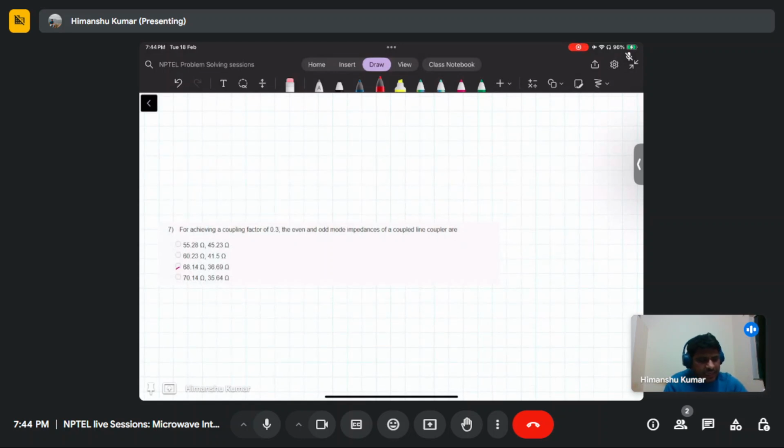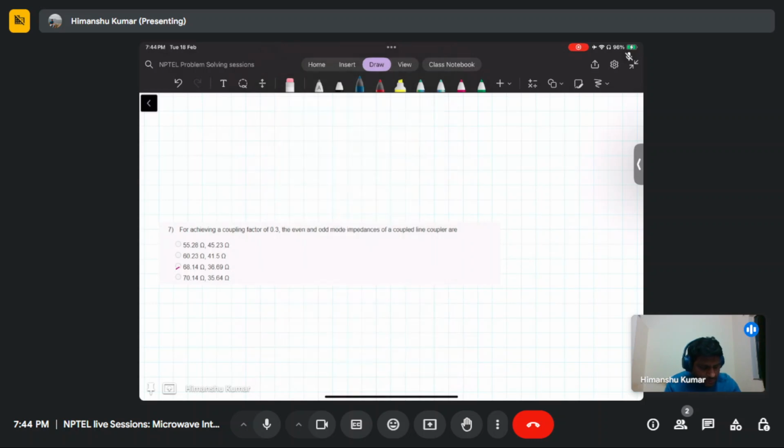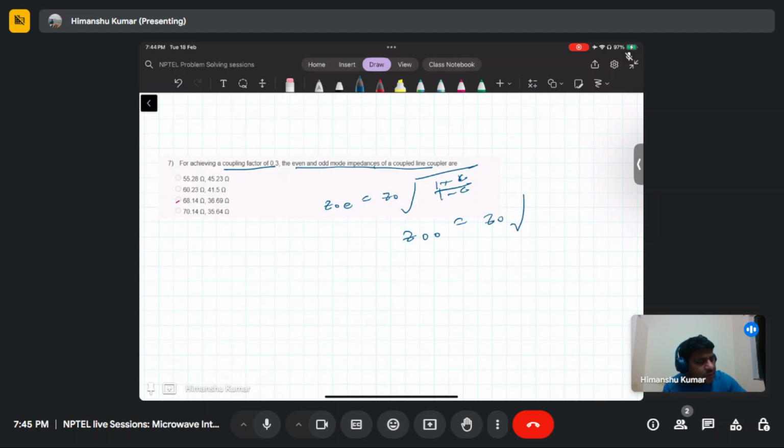So with this, let's just move to the next problem. The next problem talks about achieving a coupling factor of 0.3; what are the even and odd mode impedances of the coupled lines? Basically, the even mode impedance is given as Z0 times the square root of (1 plus C) divided by (1 minus C), and the odd mode impedance is given as Z0 times the square root of (1 minus C) divided by (1 plus C), where C is the coupling factor.